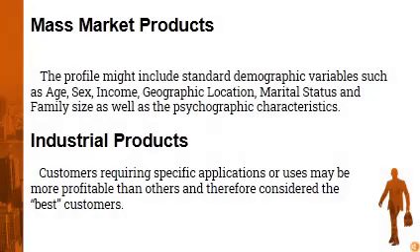Product managers must determine which customers offer the best future return on investment. For mass market products, for example fast-moving consumer goods, profiling and developing a plan to appeal to heavy users is common. The profile might include standard demographic variables such as age, sex, income, geographic location, marital status, and family size, as well as psychographic characteristics such as a perception of oneself and desired personality characteristics.